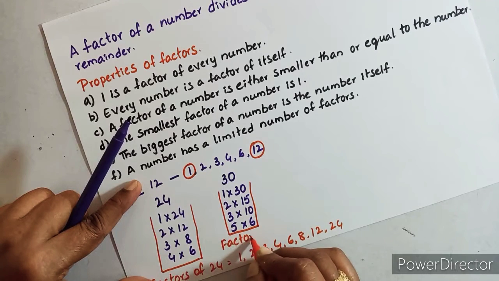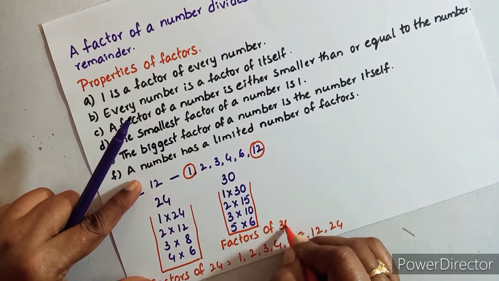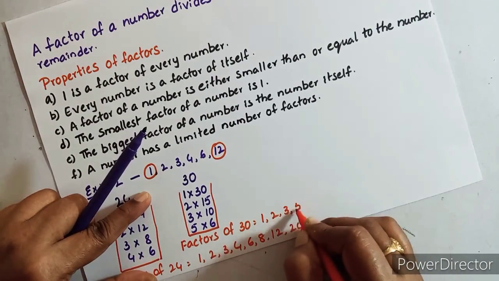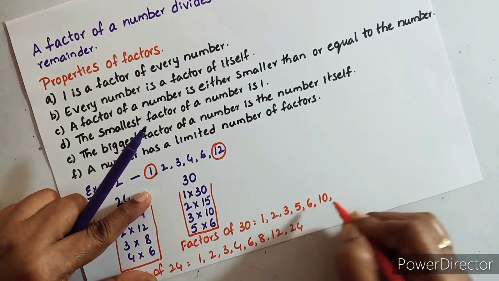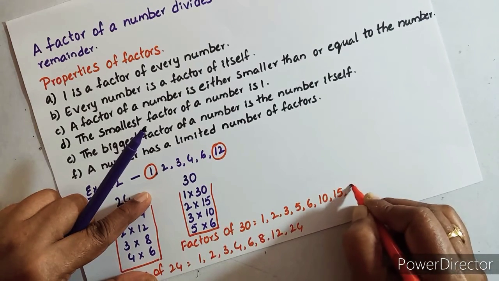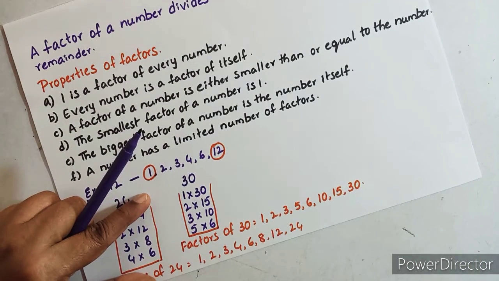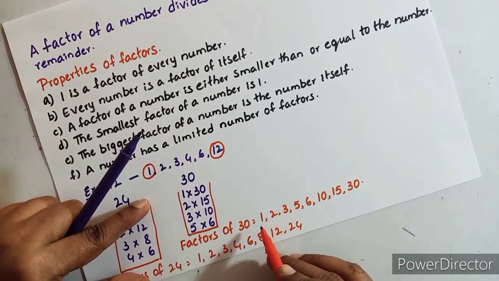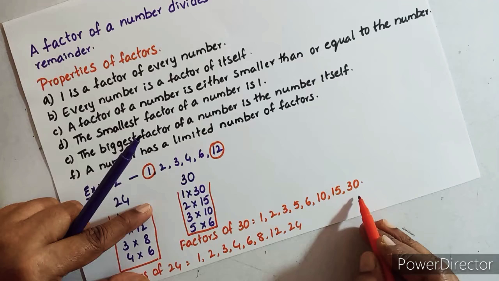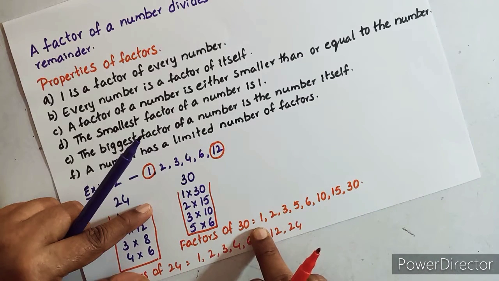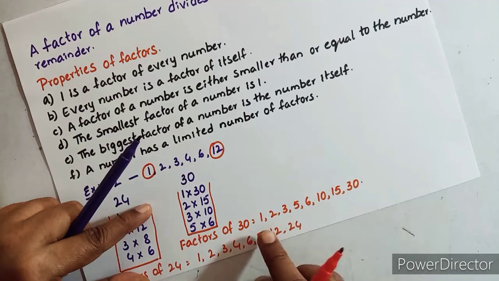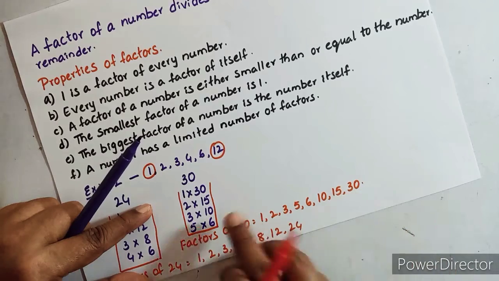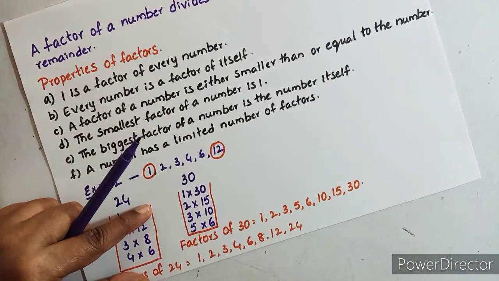So what are the factors of 30? Tell me. Right. 1, 2, 3, 5, 6, 10, 15, and 30. So when you observe here, we are starting with the 1 table and ending with the number itself. So while you are listing the factors also, you can write starting with 1 and ending with the number itself. And 1 is the smallest factor and the number itself is the greatest factor of the given number. So these are called the factors of the number.